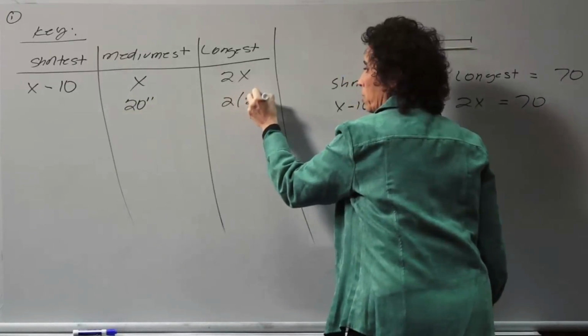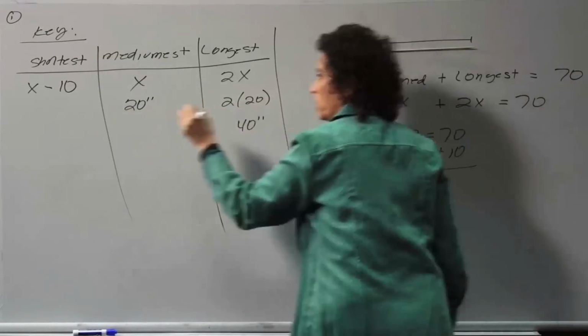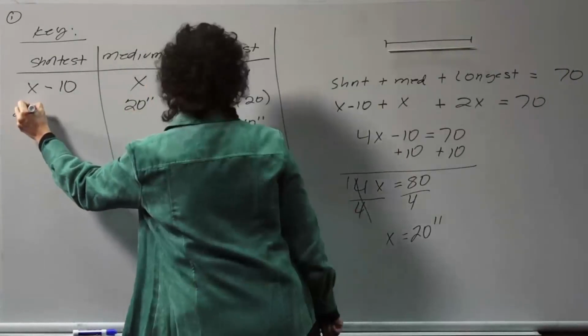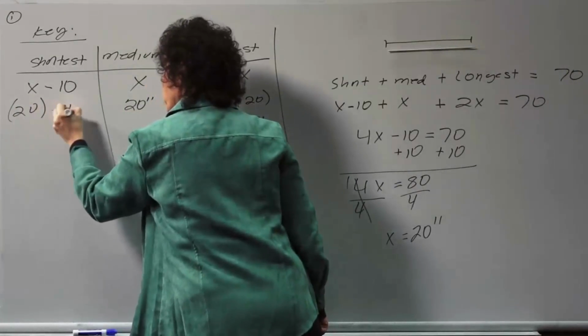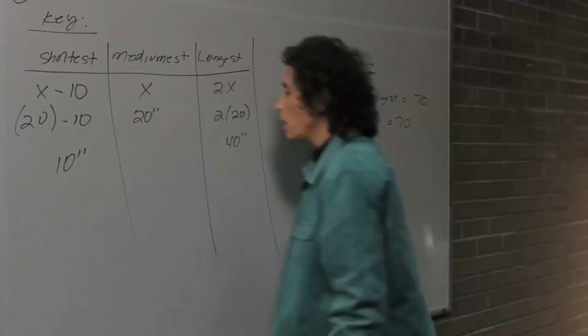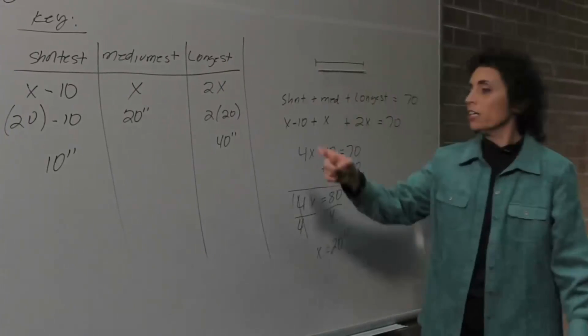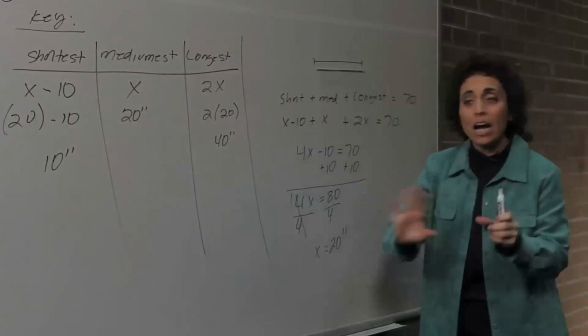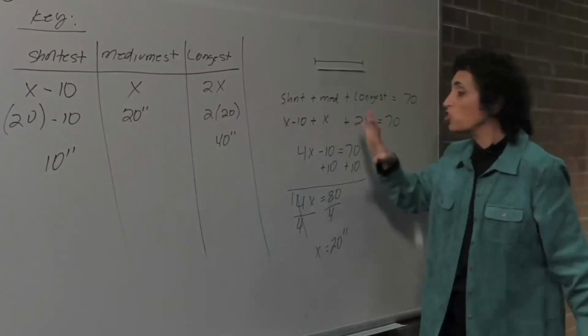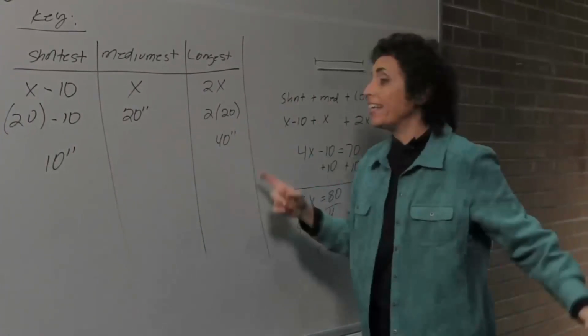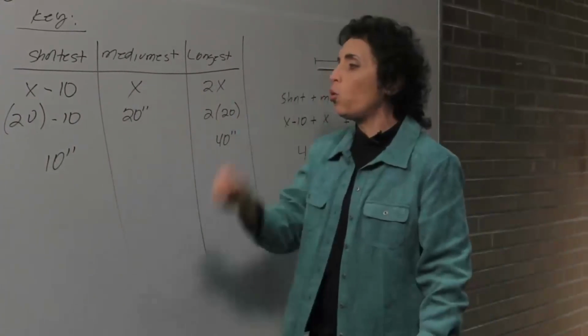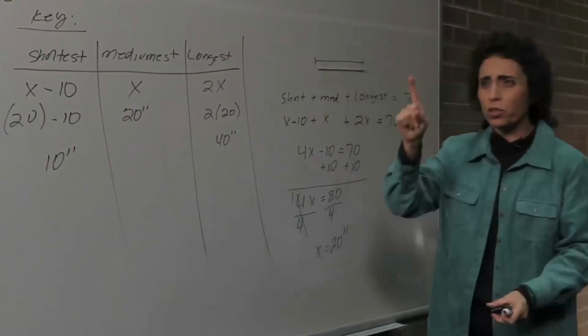Now, once I have that, go back to your key. 2 times 20, 40 inches. 20 is my X. 20 minus 10 is 10 inches. If we did this right, yes, it adds up to 70, but that's not enough, because you could still do this wrong and it adds up to 70 if you don't check all the words. So let's check all the words one more time.